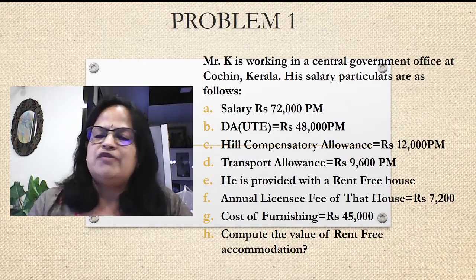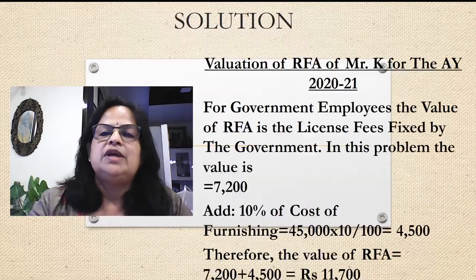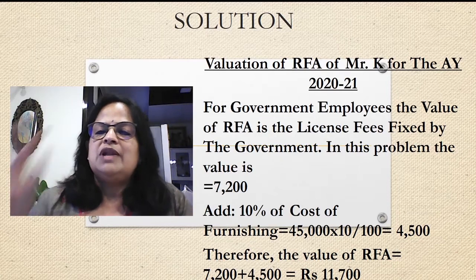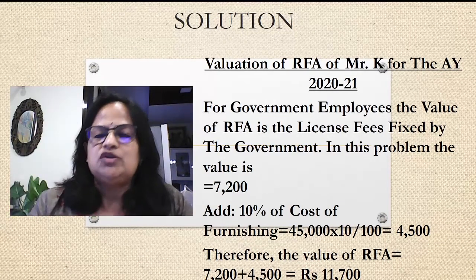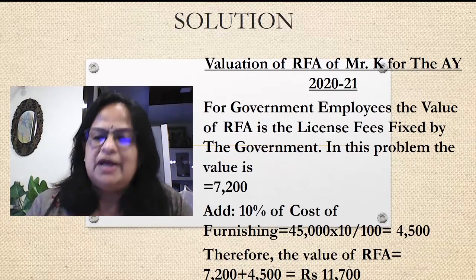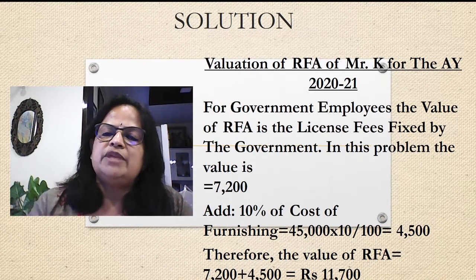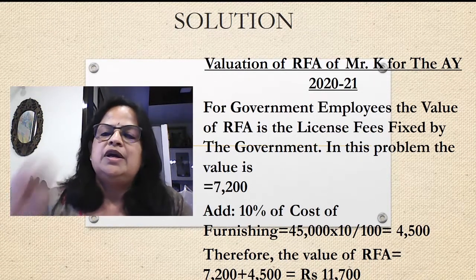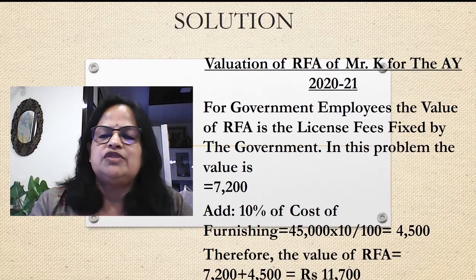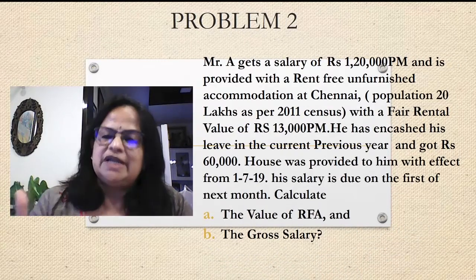Compute the value of rent-free accommodation. It's not gross salary, only the RFA value they have asked. So here we are not concerned about all the other information. The license fee given in the question is 7,200. With that, 10% of the cost of furnishing we will add. 45,000 is the value of furnishing. 45,000 into 10 by 100 is 4,500. So the value of RFA is 7,200 plus 4,500, which is 11,700.